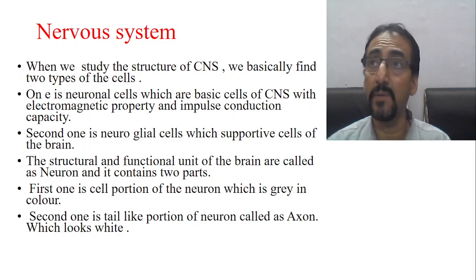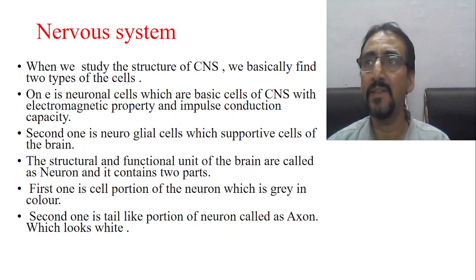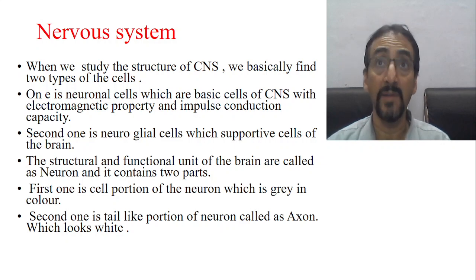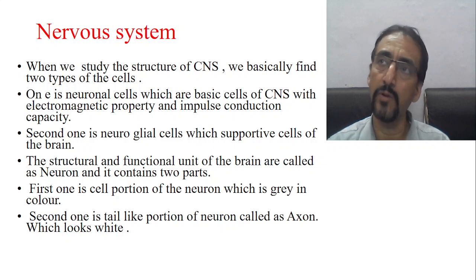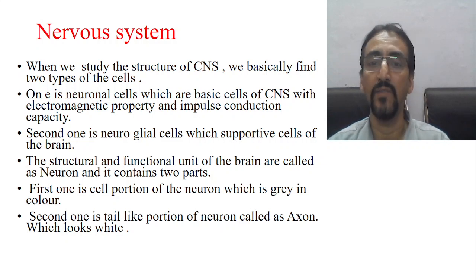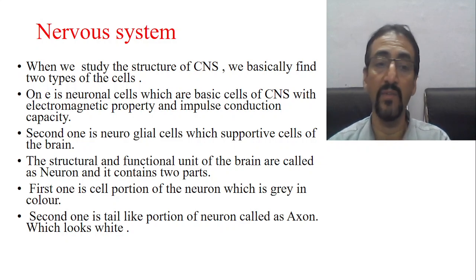The second type of cell present inside the CNS is glial cells. What do you mean by glial cells? Glial cells are supportive cells of the brain. They are just supportive cells of the brain. Sometimes you know that gliomas occur, right? Astroglioma, astrocytoma. So glial cell tumors can come sometimes. That may also cause a problem because it compresses the nerve cells. So these are the two types of cells. One is neuronal cells, another one is glial cells.